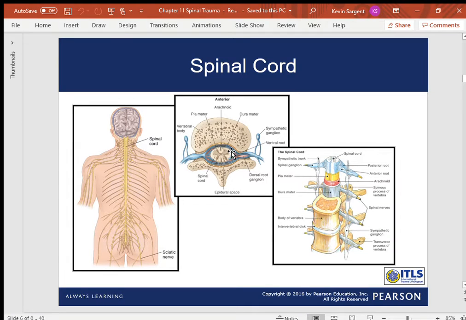If we look here, the inside of the vertebral body is where the spinal cord comes through. And if you see there, it's very easy to have a bony prominence fracture and encapsulate that spinal cord, leading to deficits. And wherever your injury is will lead to whatever deficits you may have.